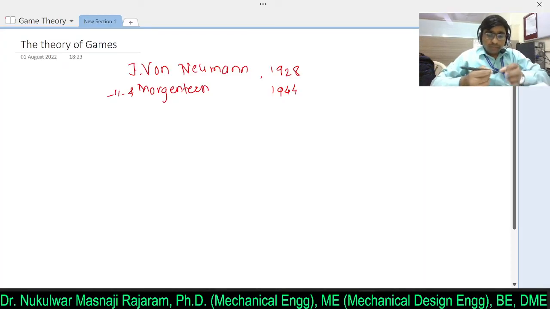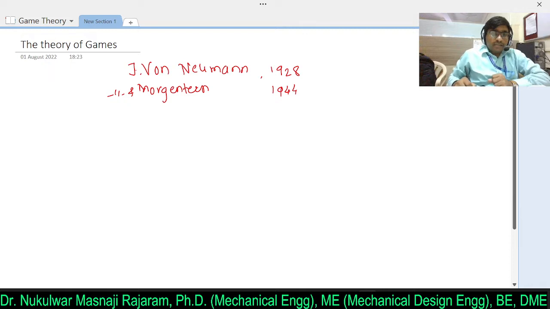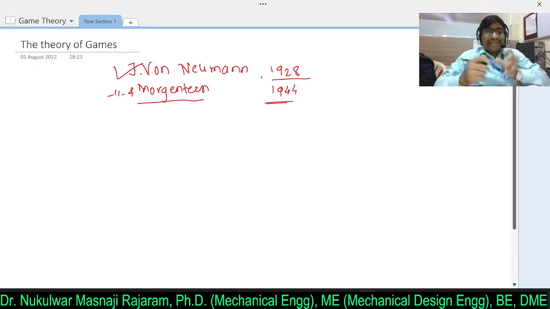Hello everyone. Today we will see the theory of games, or we can say game theory. This game theory was invented by the scientist John von Neumann in 1928. After that he and Morgenstern derived a new theory, also known as the theory of games and economics. After that it was applied to different applications.